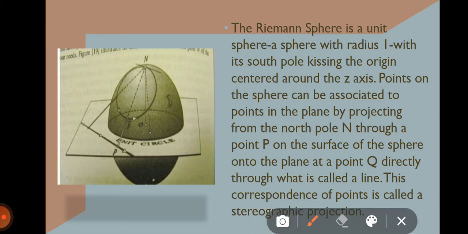The Riemann sphere is a unit sphere, a sphere with radius 1, with its south pole touching the origin of the complex plane, centered around the z-axis. A point on the surface can be associated to a point in the plane by projecting from the north pole, through a point P on the surface of the sphere, onto the plane at a point Q. This correspondence is called the stereographic projection.